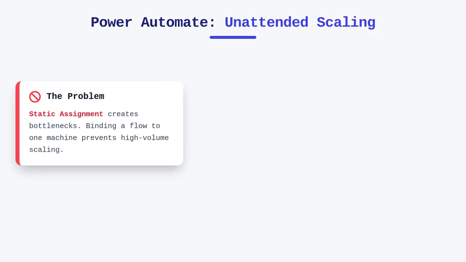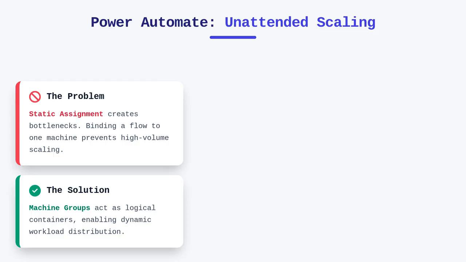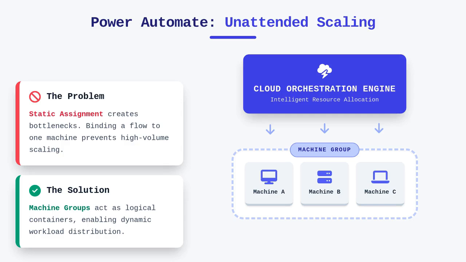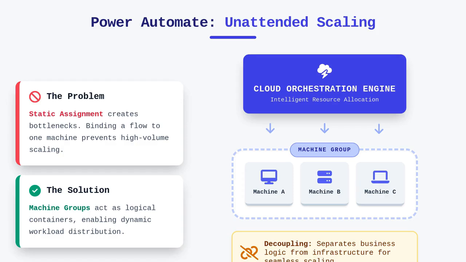Rather than assigning a process to a single static machine, you should organize your resources into machine groups. A machine group acts as a logical container for multiple machines, enabling the cloud orchestration engine to distribute workloads effectively. When a flow is triggered to run unattended, the Power Automate service looks at the available capacity within the group and selects the optimal machine to handle the execution. This abstraction layer is vital because it separates your business logic from the underlying infrastructure, allowing you to scale up or down without modifying your cloud flow definitions.